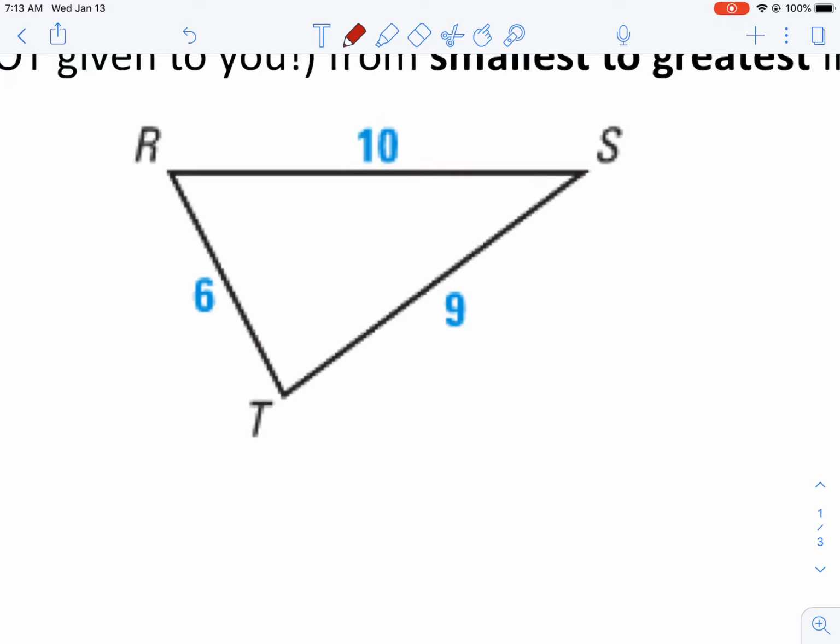You can do it with sides or angles going either way, right? Like we got 6, 9, 10. So what's across from 6? So S would be the smallest angle. 9 is the next smallest side, so that'd be angle R. And then the biggest side is 10, so that would be angle T.